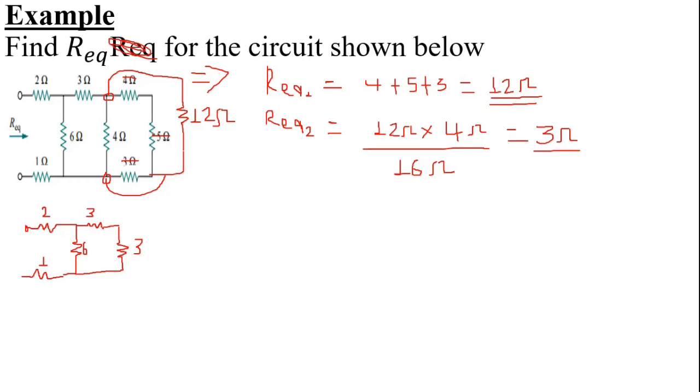So now this 3 ohm resistance and this 3 ohm are connected in series, because they share only one common node, and the current flowing through these two resistors is the same. So R equivalent 3 can be calculated just by adding these two resistors. That means 3 plus 3, that is 6 ohm.